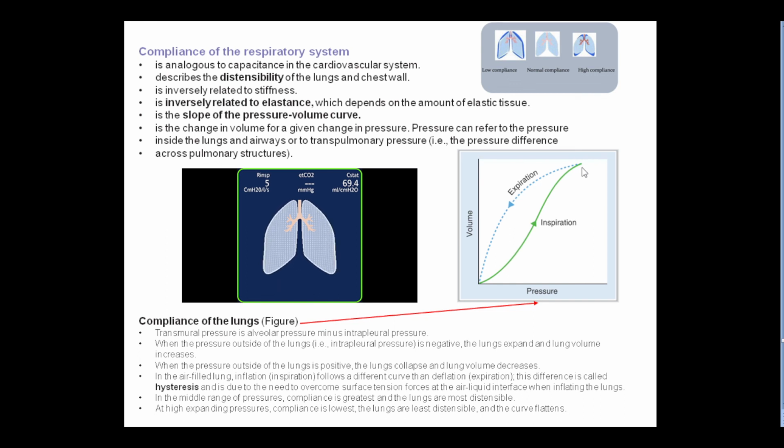Why do you need to know that? On top, I have given you the picture. This is the normal compliance. And these are the examples of low compliance and high compliance, which means least distensibility and highest distensibility. These two examples can happen in case of diseases. In case of low compliance, you can see they do not resist inflation. And in case of high compliance, they resist being inflated much.